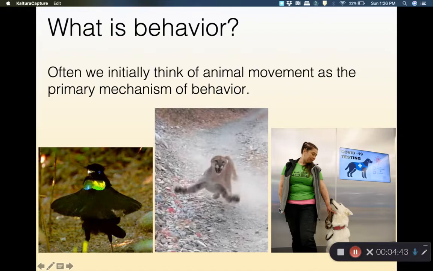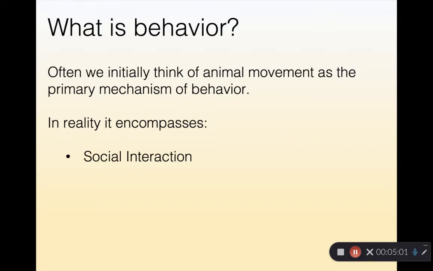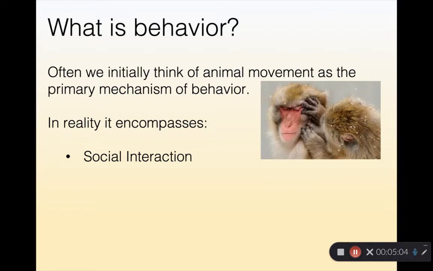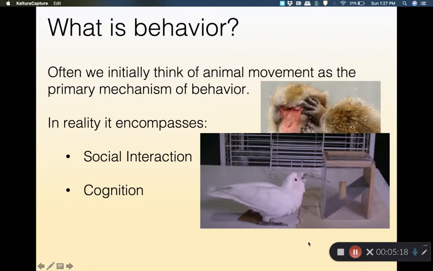While these are all forms of movement, behavioral ecologists tend to think of behavior a little bit more broadly. In reality, behavior encompasses social interactions, so thinking about grooming, thinking about how one individual relates to another individual, and cognition. So basically, how an animal is able to think. Really, when we're referring to cognition, we're thinking about thought and understanding.